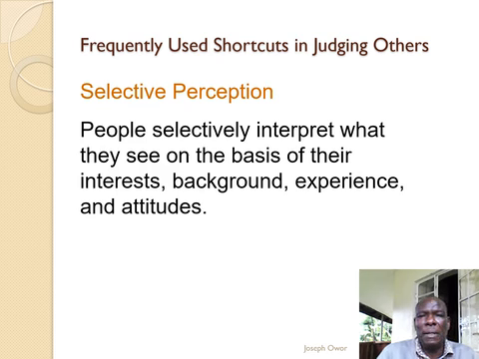It's also what we call shortcuts to judging others. These are also problems of perception, shortcuts to judging others. And we start here with what we call selective perception. What is selective perception? This is where people selectively interpret what they see on the basis of their interests, their backgrounds, their experience, and their attitudes. Selective perception.